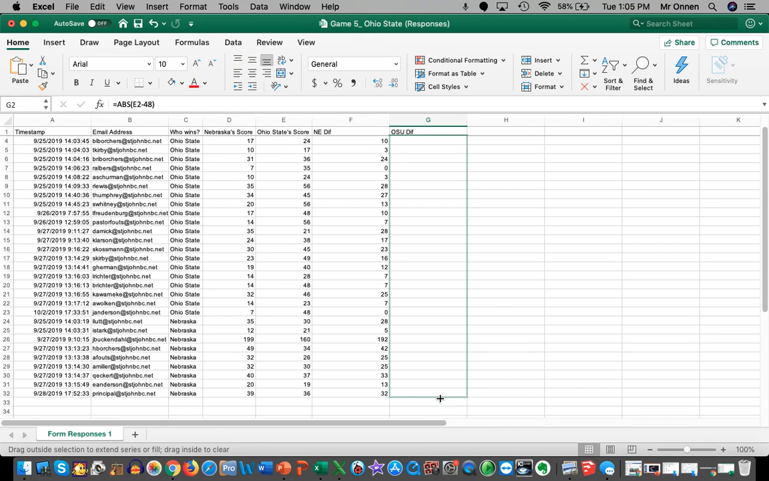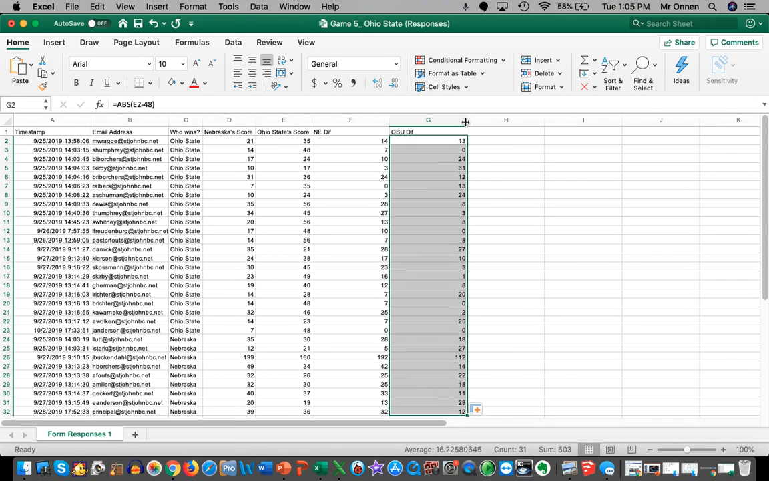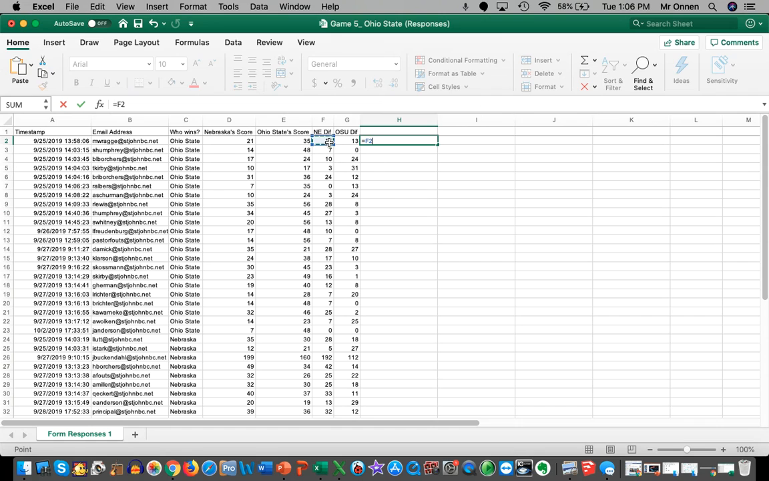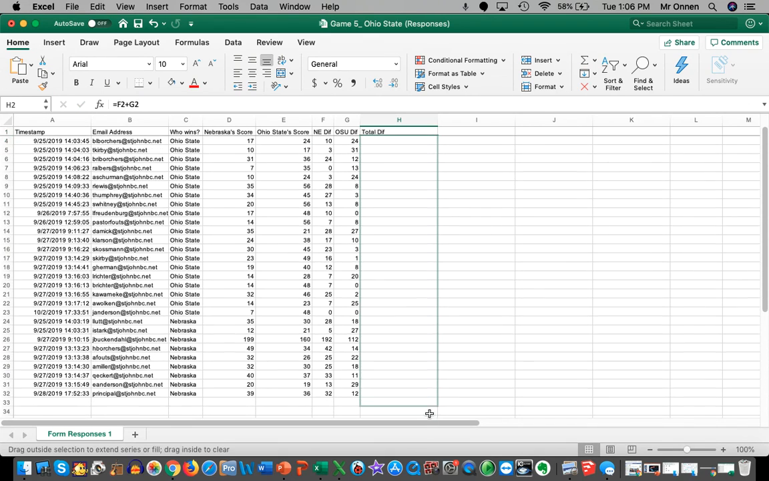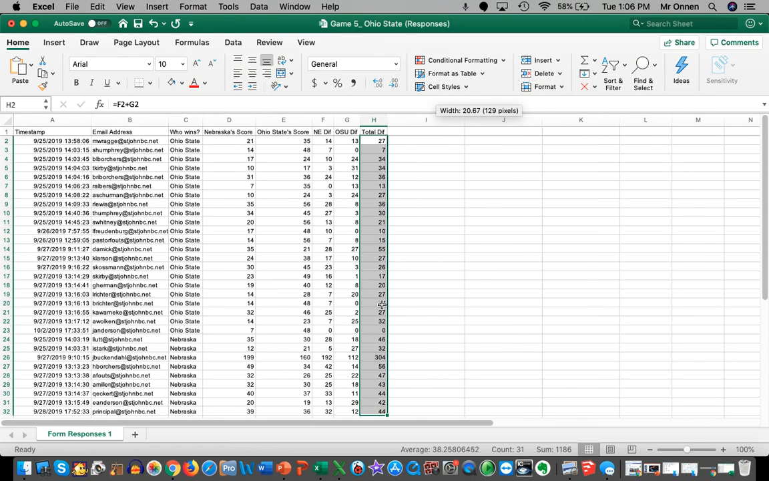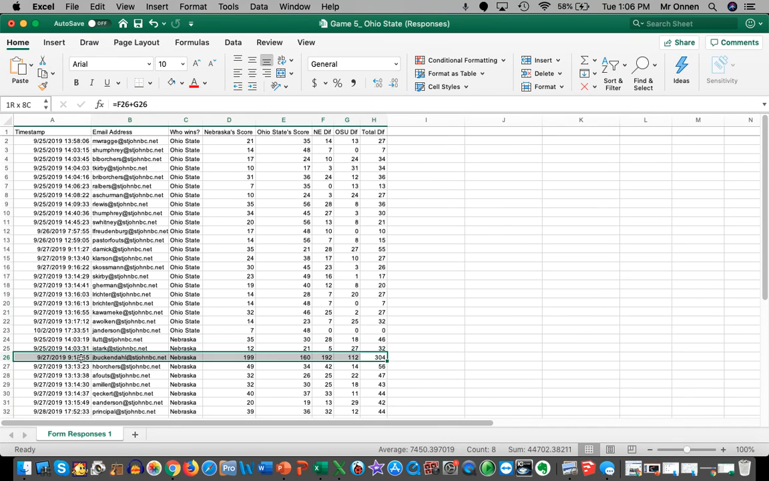So now the reason we want absolute value is we don't want any negative differences up there, because when we add them together, then it's not going to be the total difference. So here I'm going to do equals this plus this to find the total diff. And then I'm going to drag it down, and ka-chow, just like that, I found out how many points we were off. Somebody was thinking this is going to be a high-scoring contest.